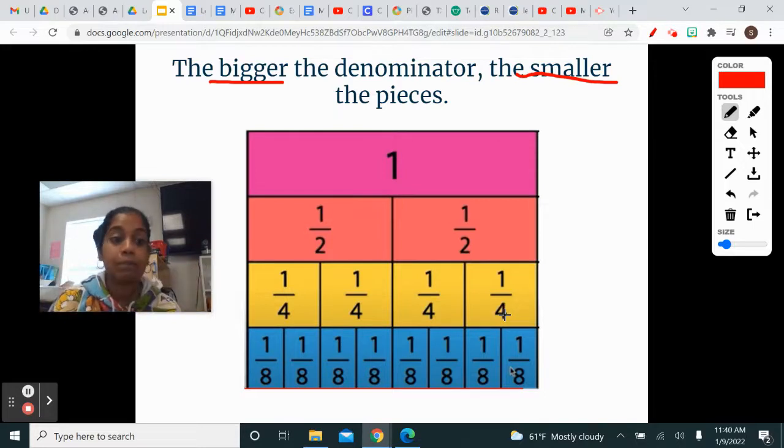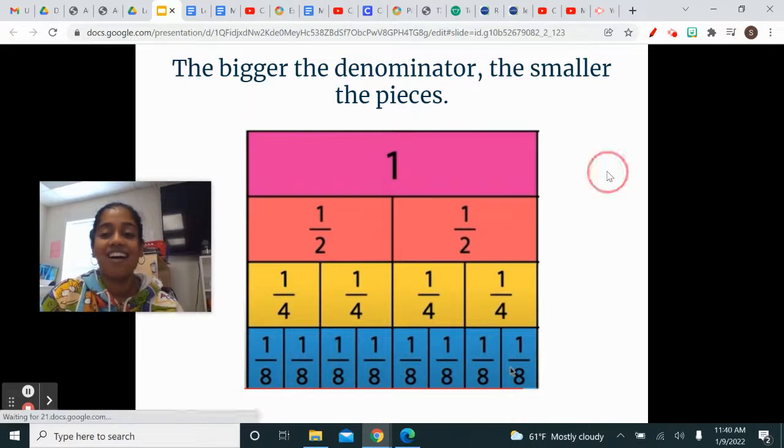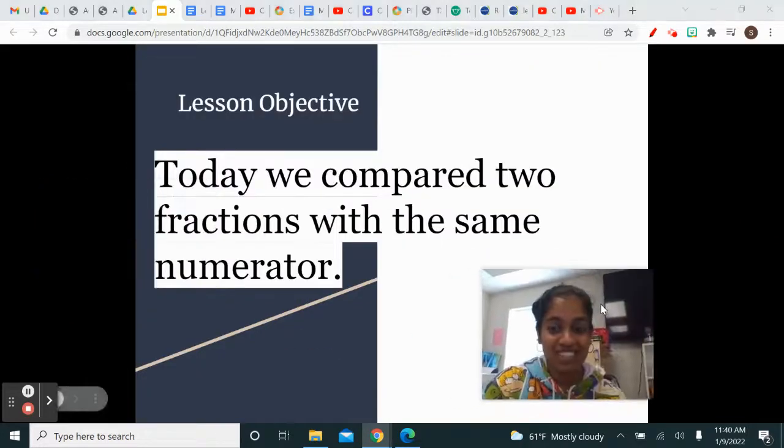So it's like saying if I had a pizza and I cut it into 1/2, that's a much bigger piece than if I were to cut my pizza into 8 pieces and only eat 1/8. Right? So when we're comparing fractions and looking at denominators, we want to make sure that we're looking at the size of the piece. So the bigger the denominator, the smaller our pieces are. Okay? All right. Fantastic. Let's see if we met our objective for today.